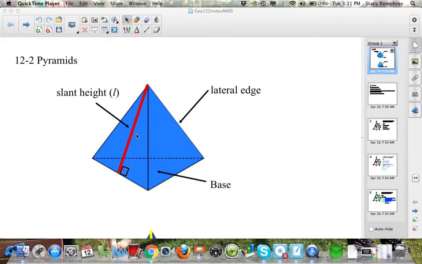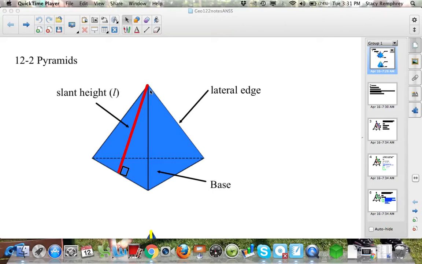One of the things we mentioned is the lateral faces in a pyramid are now triangles, where in the prisms they were rectangles, and that the pyramid has one base versus the two bases that a prism has. In the pyramid, we are still going to have a lateral edge. That's where the lateral faces are going to meet.